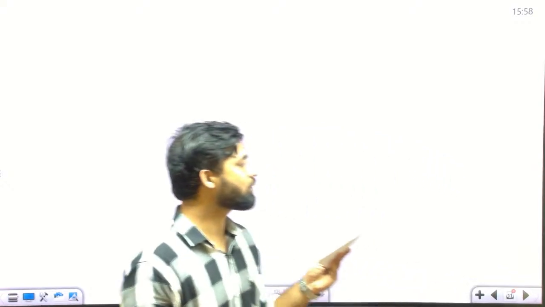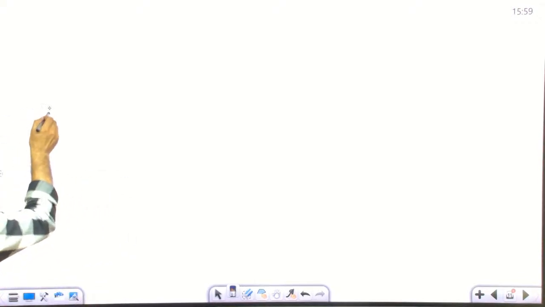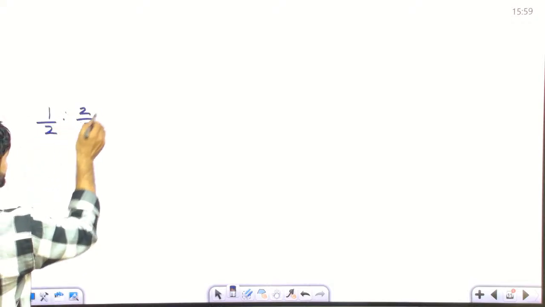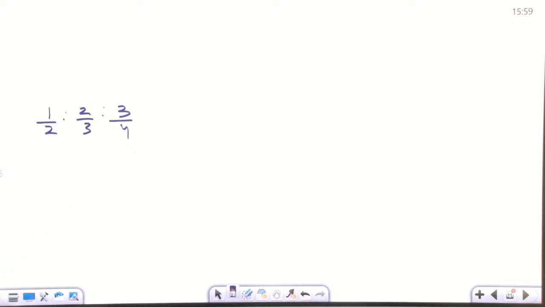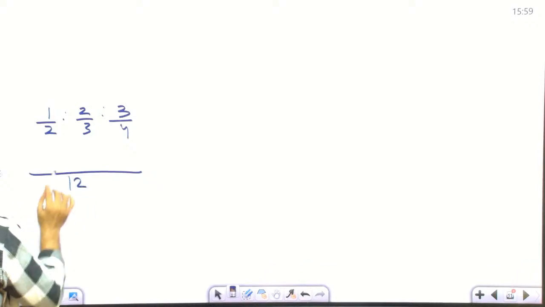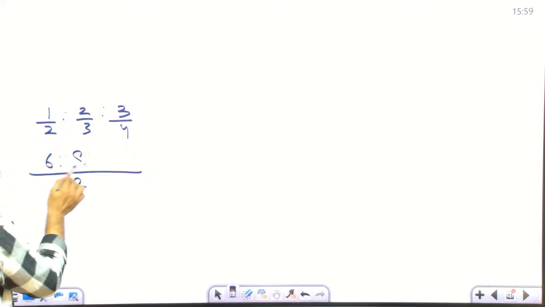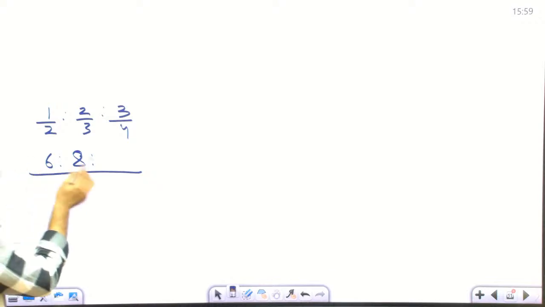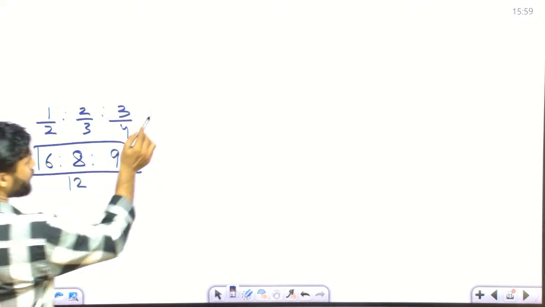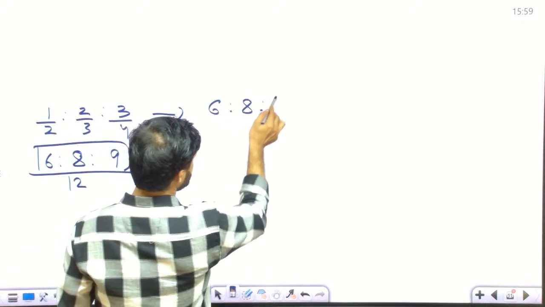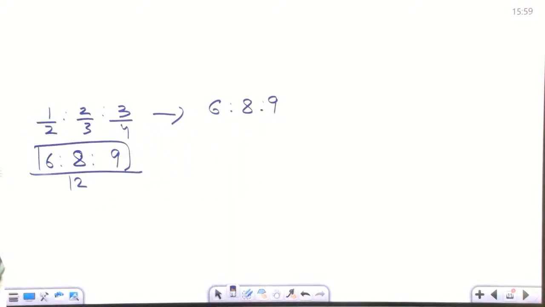Look at the board. First of all, the ratio is 1 by 2, 2 by 3 and 3 by 4. Let's make it simple then. We have to take the LCM now. What will be the LCM? 2 into 6, 3 into 4 is 8, 4 into 3 and 3 into 3 is 9. So the ratio for these numbers is 6 is to 8 is to 9. Any problem in this? Okay then.